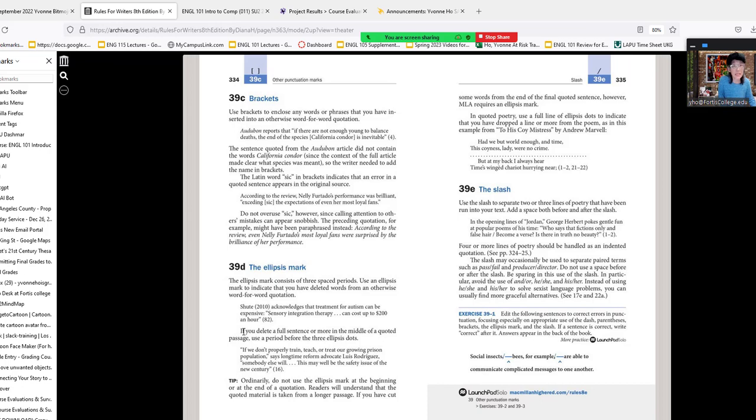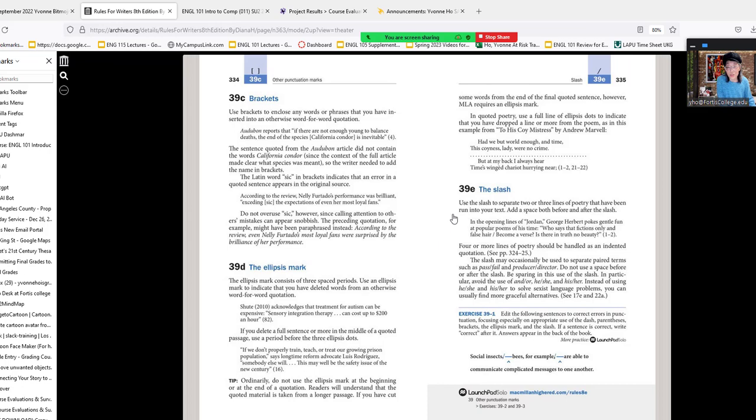If you delete a sentence or more in the middle of a sentence, use a period before the three dots. Do not use the three dots, the ellipsis, at the beginning or the end of a quote. Oh, that's true. Yeah, otherwise it's going to look really strange. You usually use the ellipsis, that is the three dots, in the middle of a sentence.